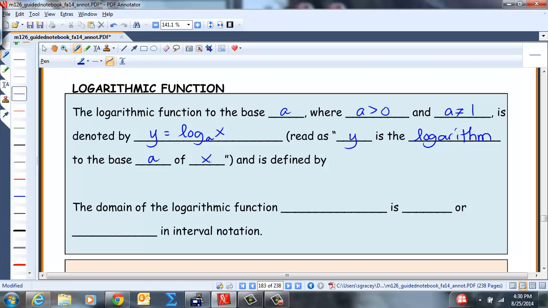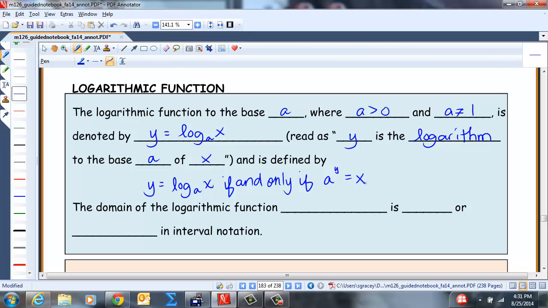And is defined by this statement. So y equals log base a of x if and only if a to the y is equal to x. So, okay, this is going to seem a little silly, but in my face-to-face classes, I make them do this. The main thing to remember is that a logarithm is an exponent.